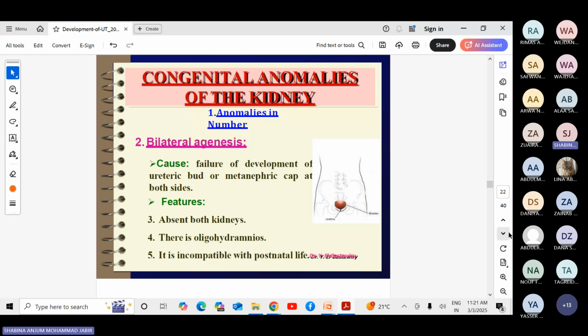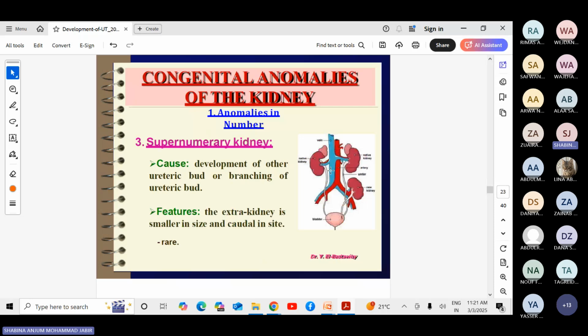Then there can be a supernumerary kidney. Because we know the kidney will ascend up from here, at that time there will be development of some extra ureteric bud, or branching of the ureteric bud. So the extra kidney which is present could be smaller in size. So what does supernumerary kidney mean? The extra kidney.